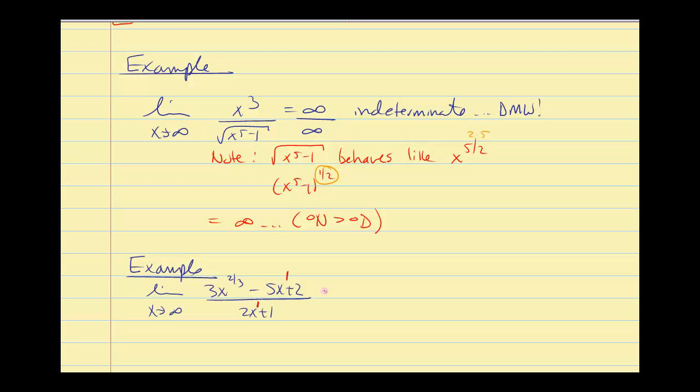So in this particular case, we have the degree in the numerator is the same as the degree in the denominator. Therefore, the limit is the ratio of the leading coefficients. The coefficient in front of the numerator is -5. The leading coefficient in the denominator is 2. So this limit is -5 halves.